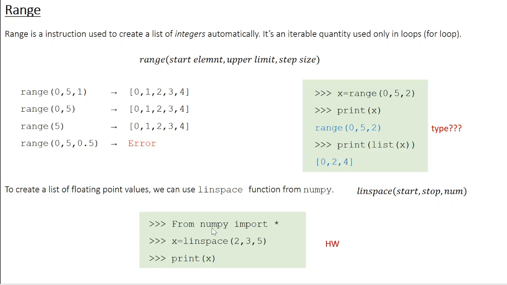First you need to load numpy. So you say from numpy import star. There is a typo here. This F should be a small letter. So from numpy import star. Now you can say x equal to linspace 2, 3, 5. So Python is going to create a list where the starting element is 2, the ending element is going to be 3, and the number of elements is going to be 5. So when you say print x, what is going to be your output? This is the homework for you. You can do it for yourself.